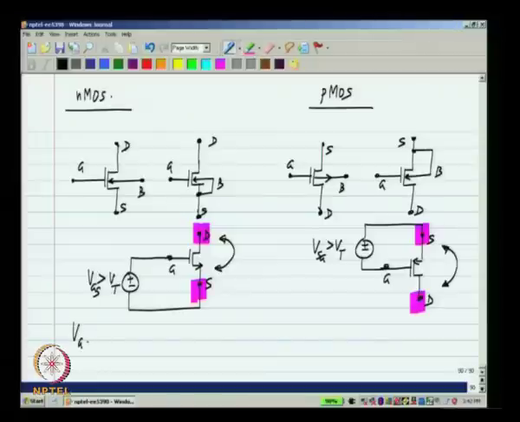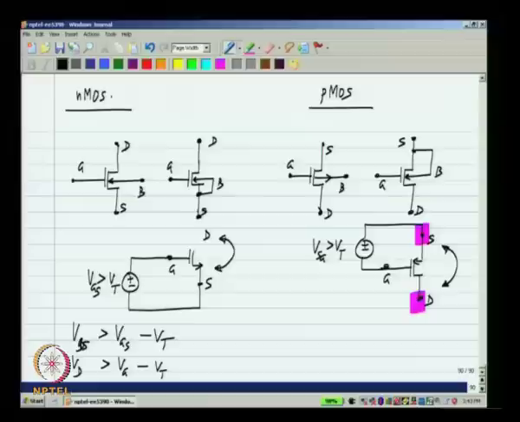For an NMOS transistor, VDS should be greater than VGS minus VT. It can also be written as VD greater than VG minus VT. All I have done is to add the source voltage Vs to the two sides. Now, this form is sometimes convenient because we are not calculating VDS and VGS, we are simply comparing the drain voltage compared to the gate voltage.